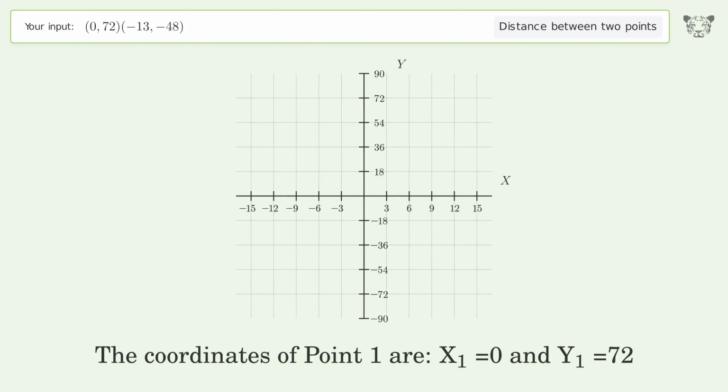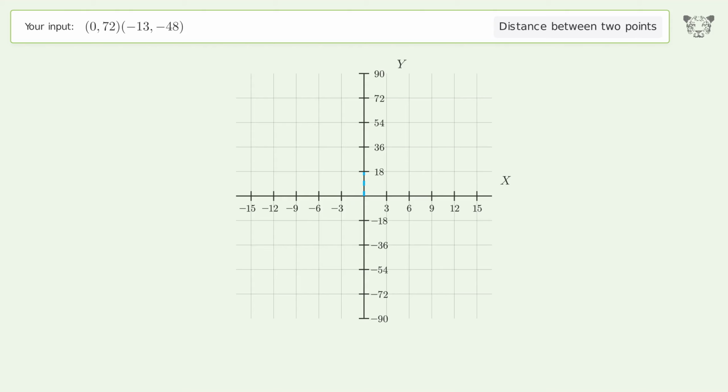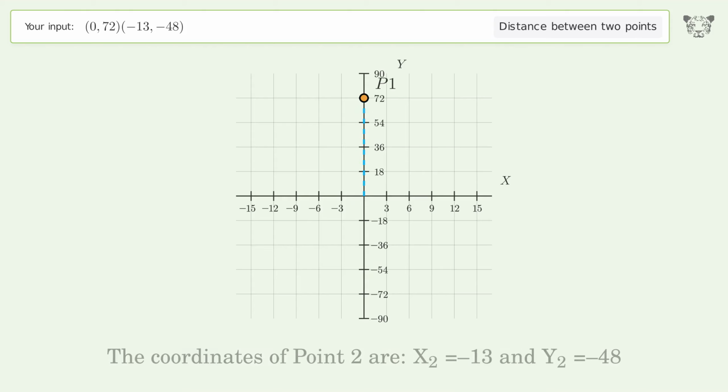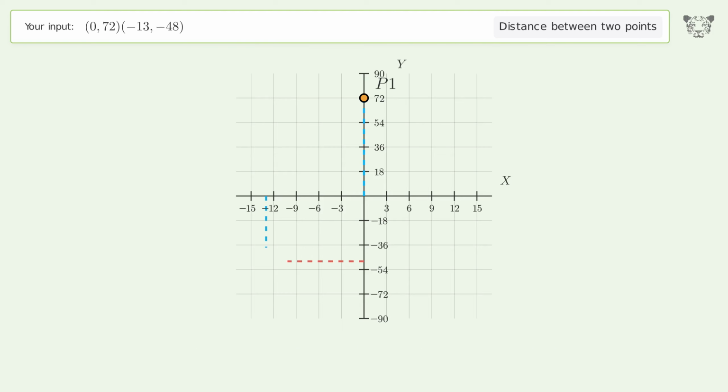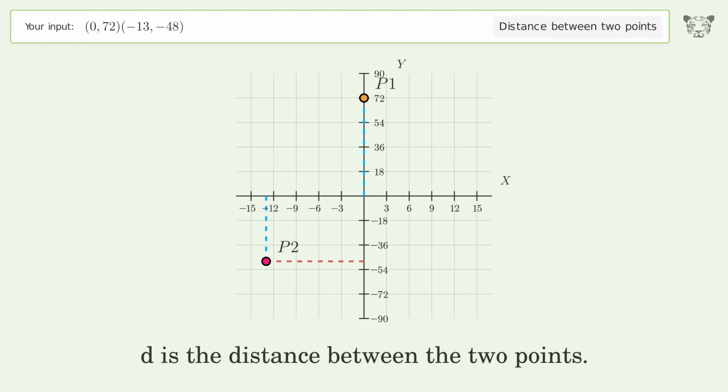The coordinates of point 1 are x1 equals 0 and y1 equals 72. The coordinates of point 2 are x2 equals negative 13 and y2 equals negative 48. D is the distance between the 2 points.